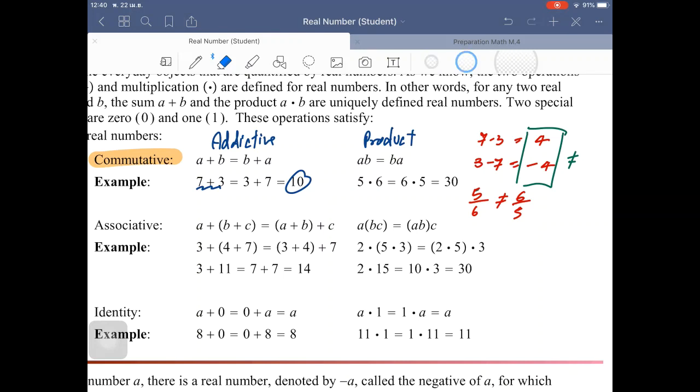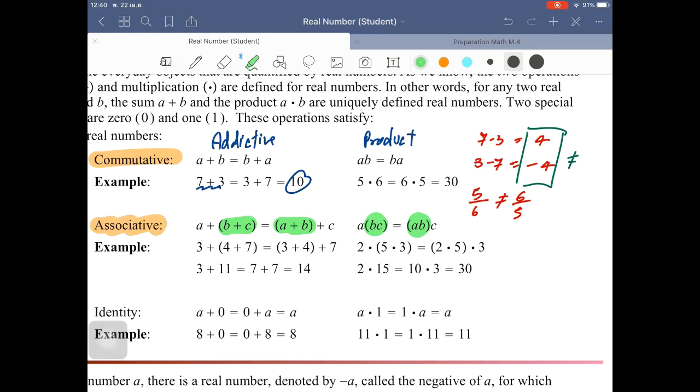Then continue. The second one is associative. Associative is about grouping. When you change the group of the numbers, the answer is still equal. Here, the grouping is B and C. When you change how the numbers are grouped to be A and B, the answer is the same. And this also happens in the case of products as well, okay? The answer is the same.